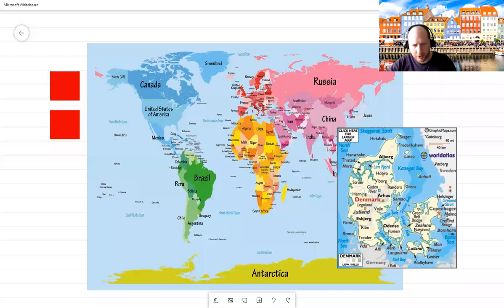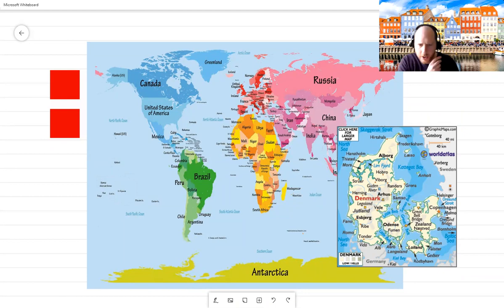I'm being asked here, do they speak Norwegian? No, they speak Danish, which is their own language. I believe it's quite similar to Norwegian, but I'm not much of a linguistic expert. I couldn't tell you the real differences. But yes, they have their own Danish language, yeah. And they have their own Danish money called the krona.